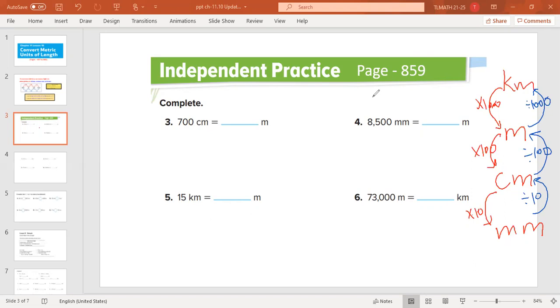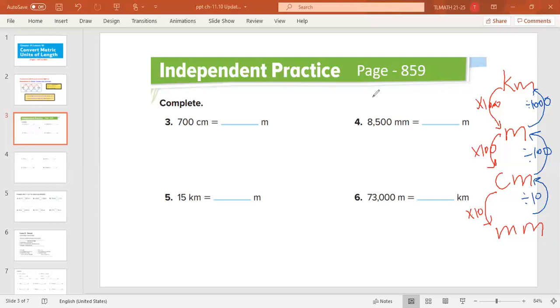Sometimes you can ask, why do we multiply by 1000 when we convert from kilometer to meter? All of you know that 1 kilometer is equal to 1000 meters. That's why we multiply by 1000. And 1 meter is equal to 100 centimeters. That's why we multiply by 100. And 1 centimeter equals 10 millimeters. That's why we multiply by 10.